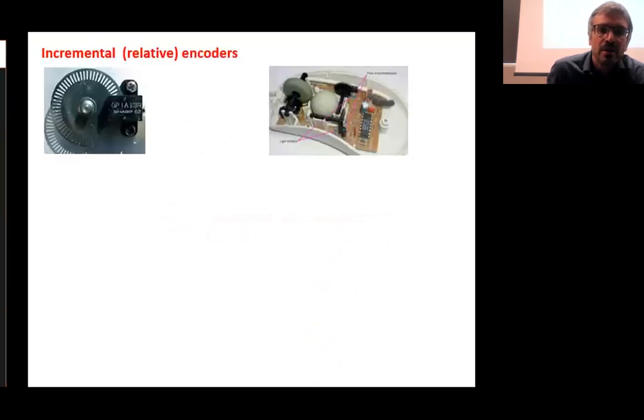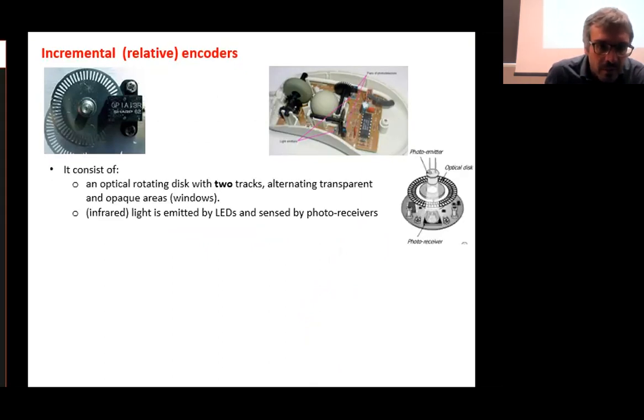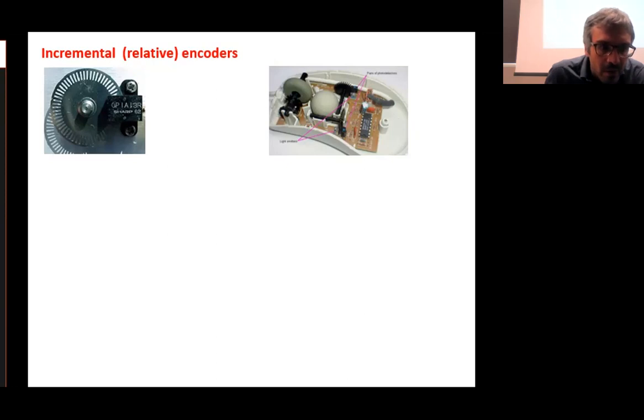So you see here what I was saying. This is the encoder wheel. These are the holes, the little windows, and the emitter is inside here. Where is the laser pointer? It's gone. Okay.